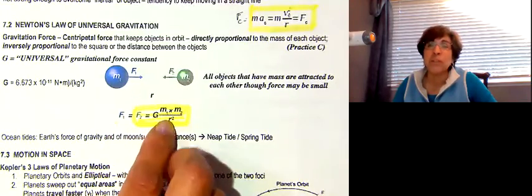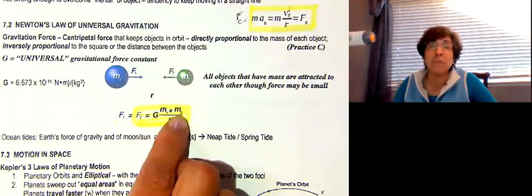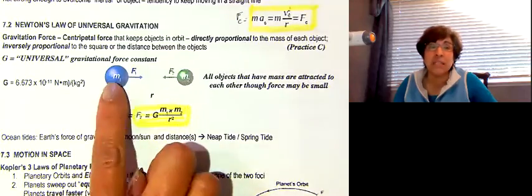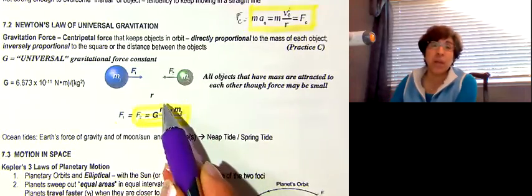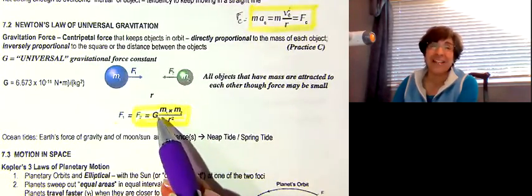And it has to do with the mass of each body: the mass of the first body times the mass of the second body, divided by the distance. We call that the radius, the distance between, and you're going to measure it from the center of one body to the center of the other body. That's the radius squared, all that times a constant.